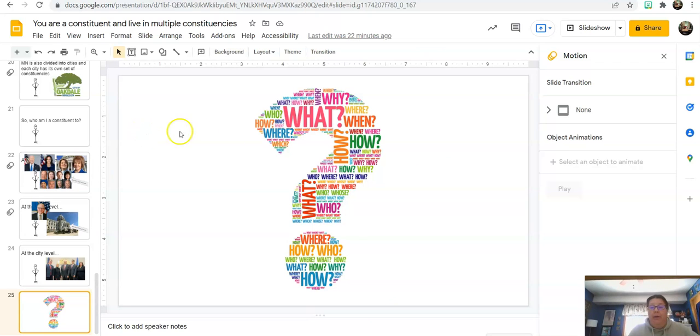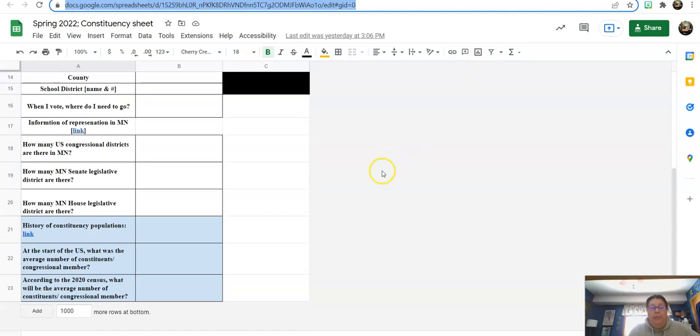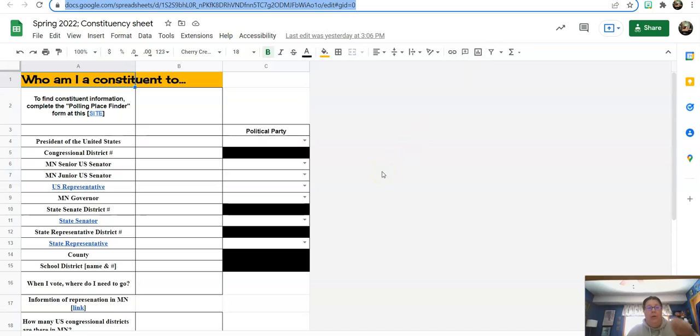So I'm going to escape out of that. And like I said, I'll link this. I haven't linked it as of yet, but it'll be in Schoology. The activity that you're going to be asked to work on now is a multiple part activity. And this is also in Schoology.